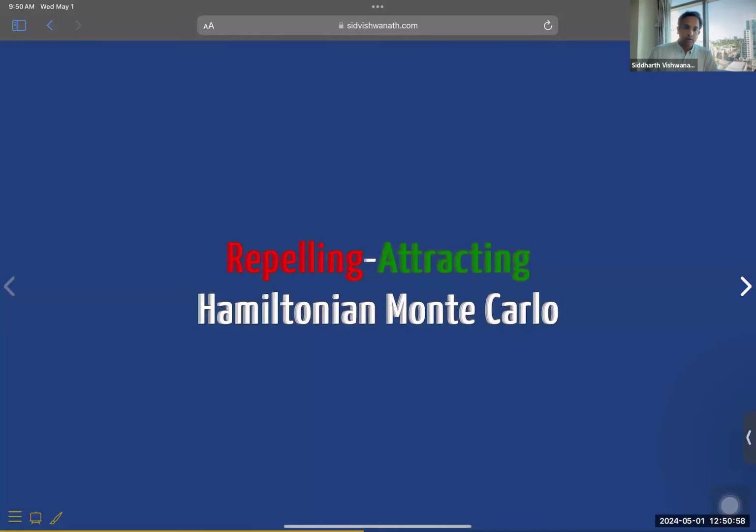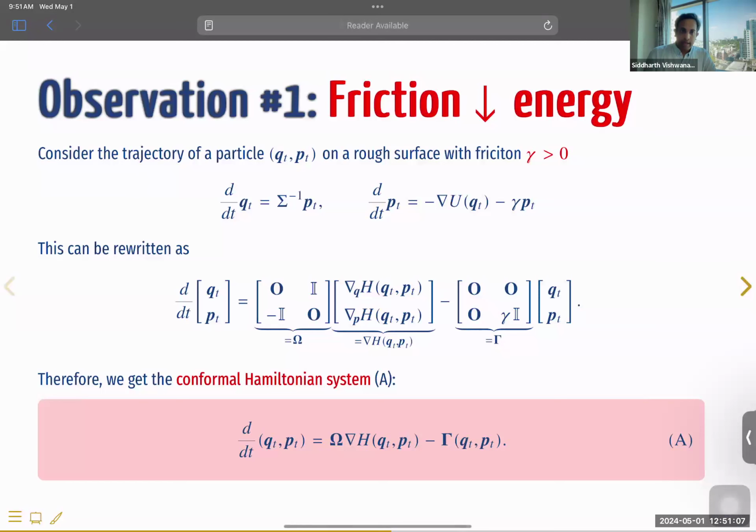Okay, so this sets the stage for the repelling-attracting HMC framework that we proposed. Essentially, the whole methodology just boils down to two simple, embarrassingly simple observations. The first is that friction decreases energy along a flow.